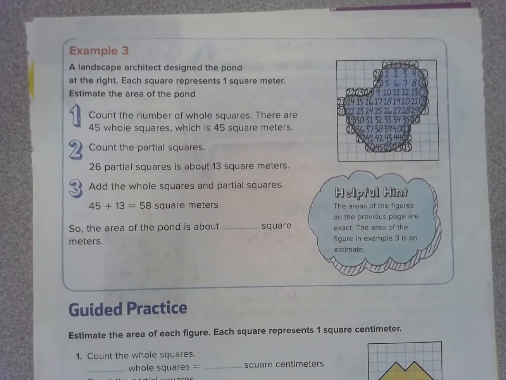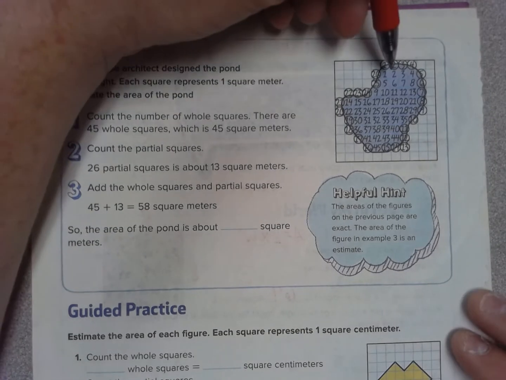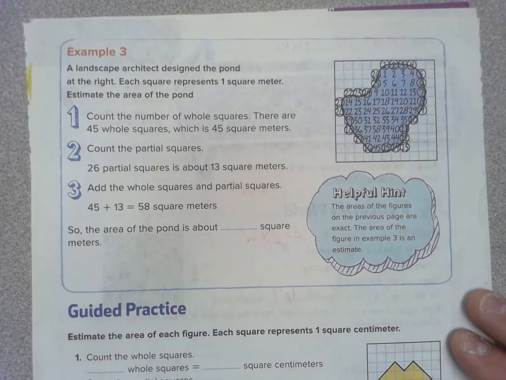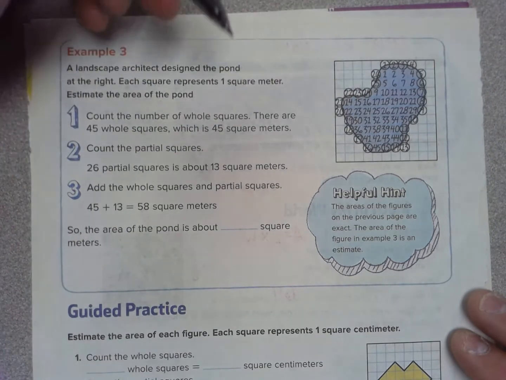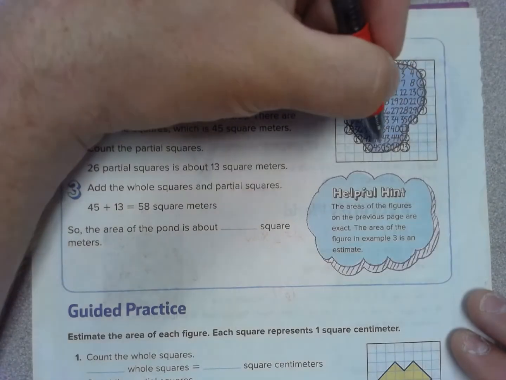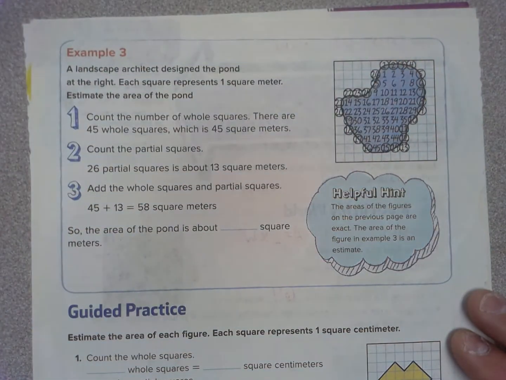Turn the page. Now, they kind of did that on this figure right here. The landscape architect designed the pond at the right. Each square represents 1 square meter. Estimate the area of the pond. So he counted, as you can see, all these whole ones. It says count the whole squares. There are 45 whole squares. Let's see, he got down here to 45.